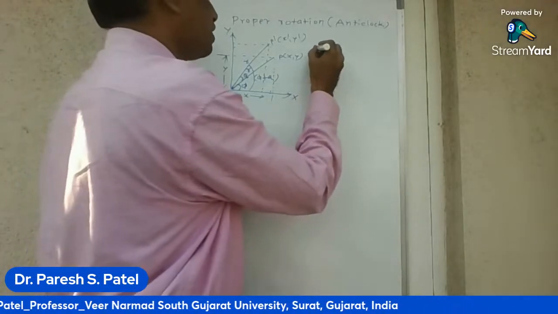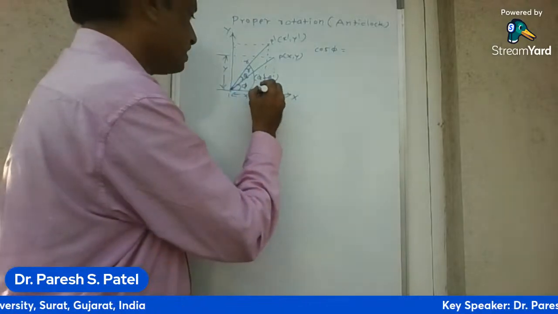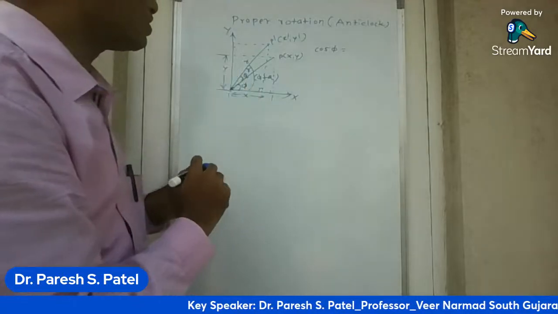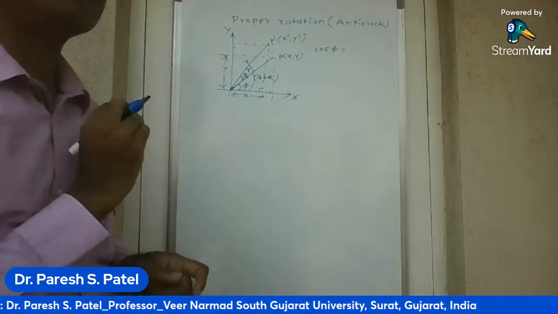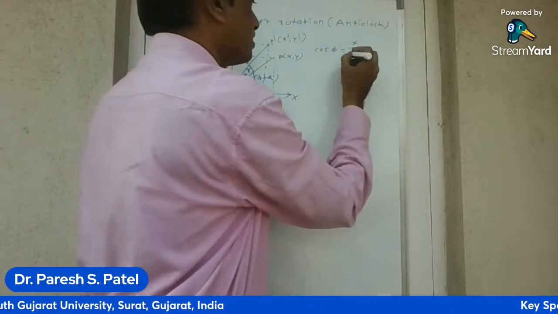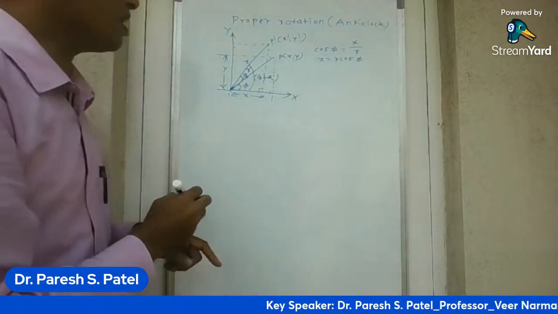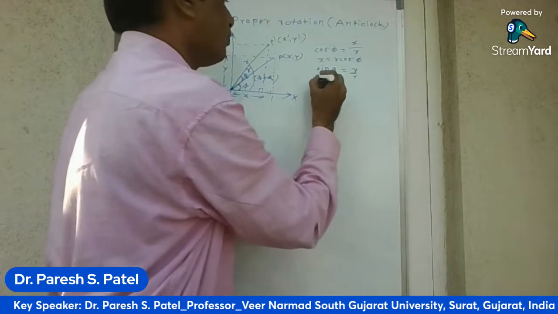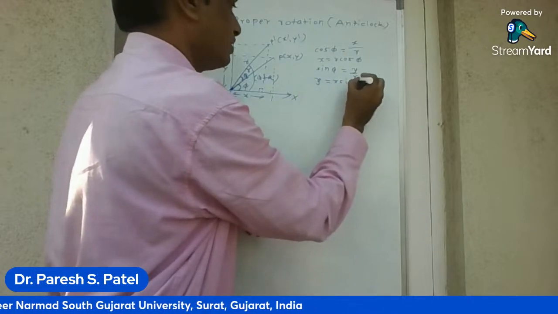Now, in the case of the initial position, this is a right angle. So cos phi, where this is phi, is equal to base divided by hypotenuse. Base means x and hypotenuse means r. So x is equal to r cos phi. Similarly, sin phi is equal to y by r, or we can say y is equal to r sin phi.